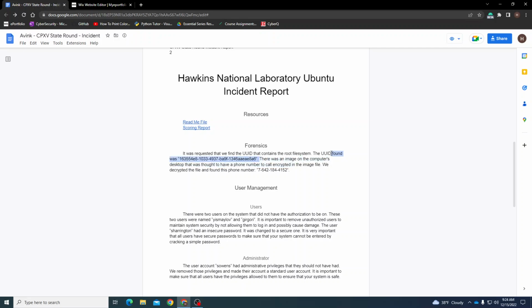There's an image on the computer's desktop that was thought to have a phone number encrypted in the image file. We used a website to decrypt the file, and we found this phone number right here.